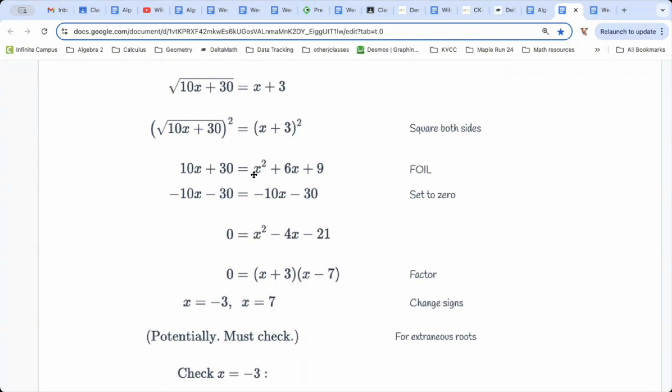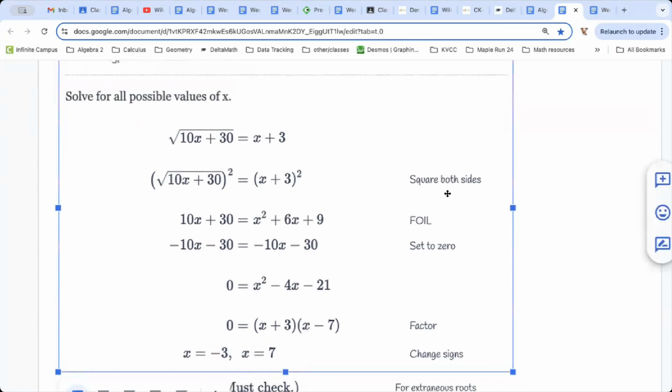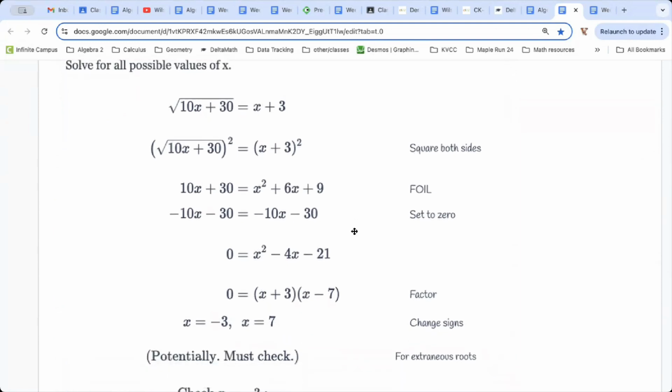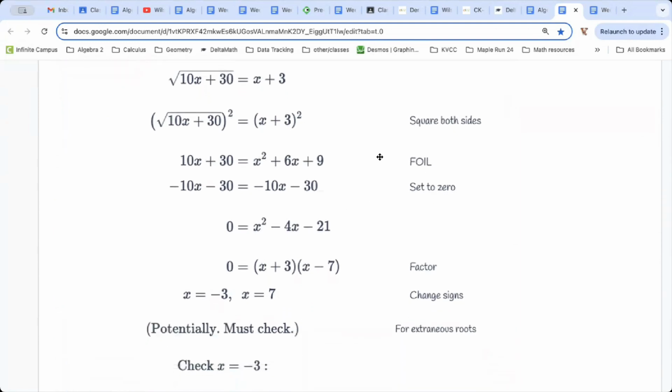Now, you realize that this is a perfect square. If you use the FOIL method, you should realize that x plus 3 times x plus 3 is x squared plus 6x plus 9. So now, that's why it's a level 2 problem. It's actually a quadratic equation here.